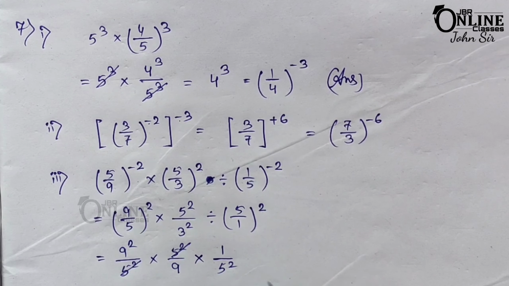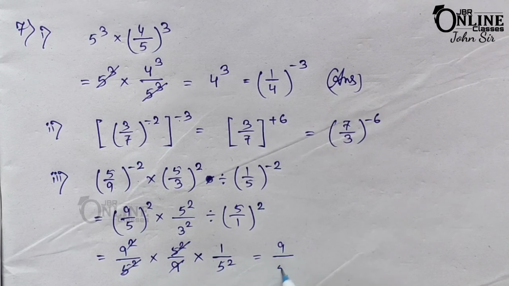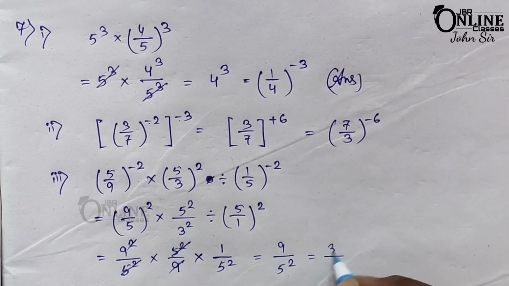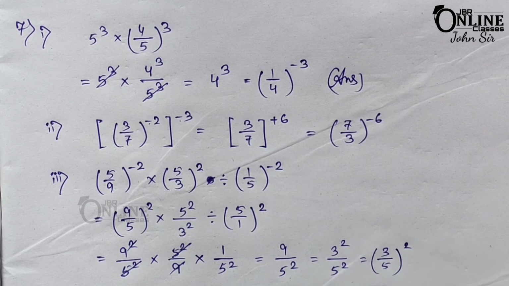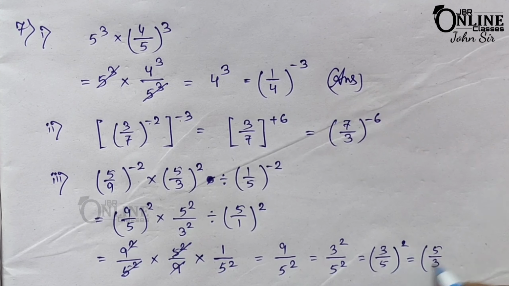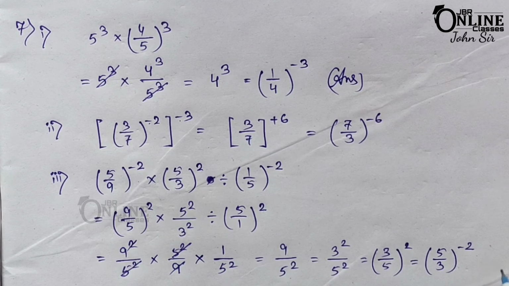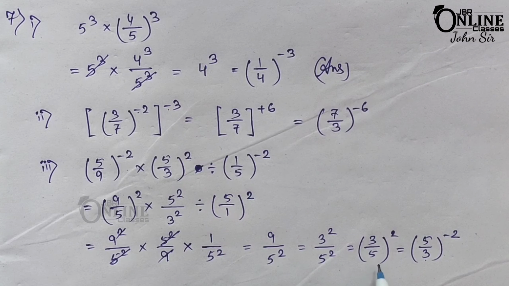Now 5 square cancels out, 9 cancels with this one, so 9 by 5 square, that means 9 is 3 square, so 3 square by 5 square, so here 3 by 5 whole square. Now you have to change this number into negative exponent, so it will be 3 by 5 whole to the power minus 2. Sorry, as here 3 by 5 whole square, the final answer will be 5 by 3 whole to the power minus 2.